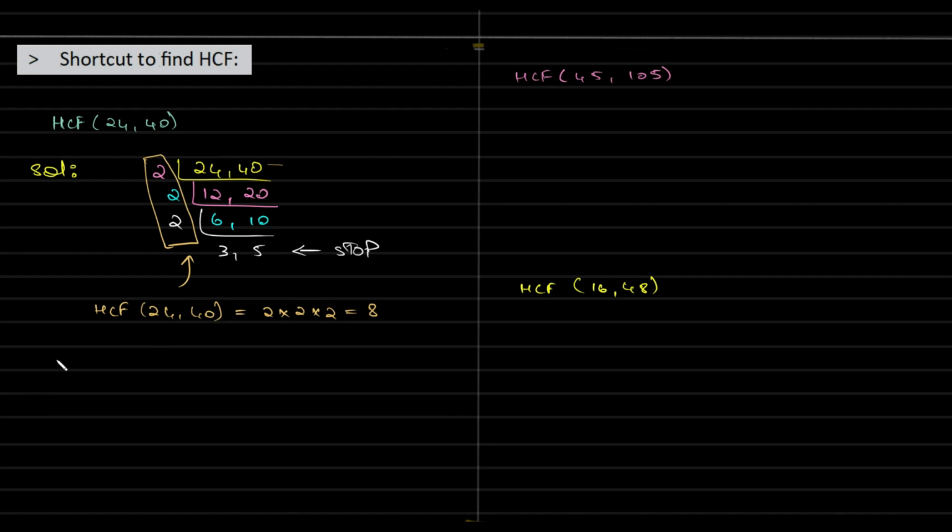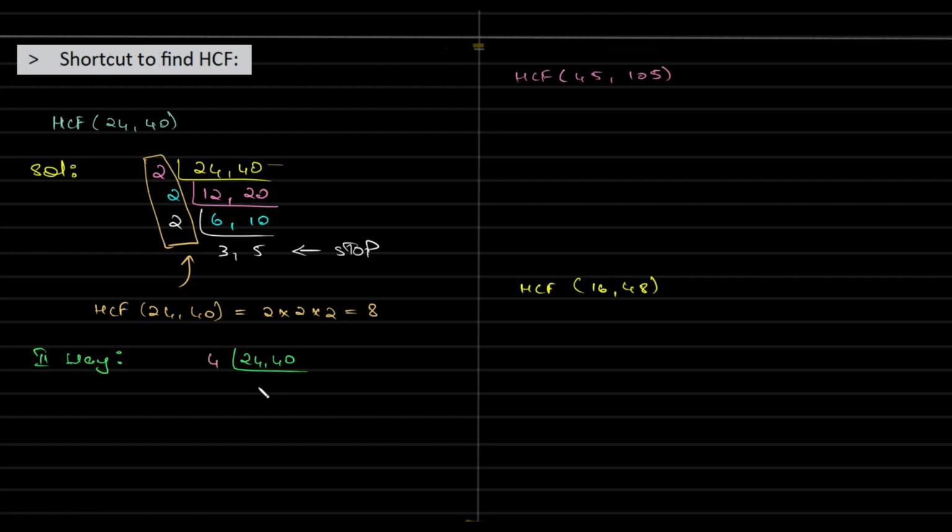Actually, there's one more way. What is the second way? Well, I'm not going to show you any new method. I'm just going to state something which is kind of common sense. See guys, this is not prime factorization. It is to find the highest common factor. So you need not start with any prime number. You can always start with some number which is not prime.